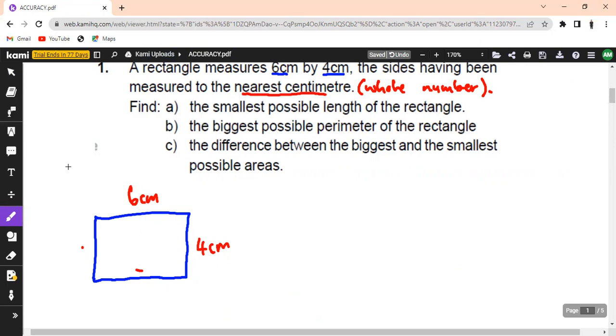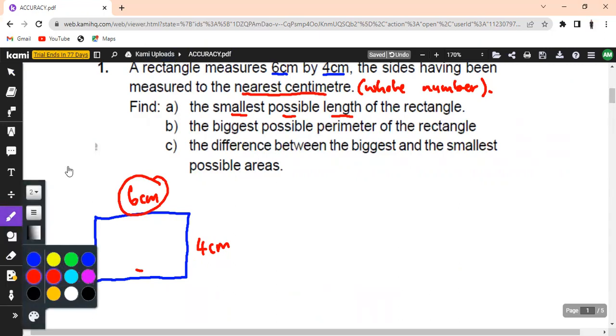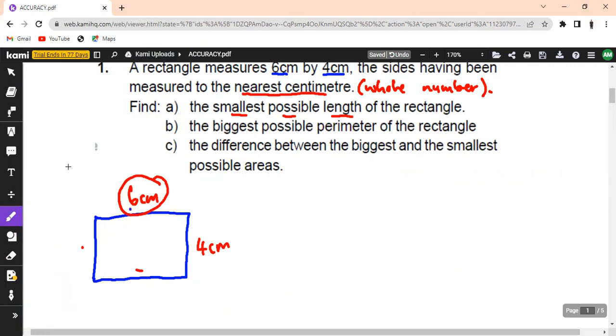All right. So the question is, find the smallest possible length of the rectangle. So this is the length. The length is the bigger side, remember, on a rectangle. So what will be the smallest? That is, before you round it off to get this 6, what can be your minimum value? That would be 5,5. Okay, that was it. So in this case, it's going to be 5,5 centimeters. If it was the maximum, it was going to be 6,4. All right, so that was it.